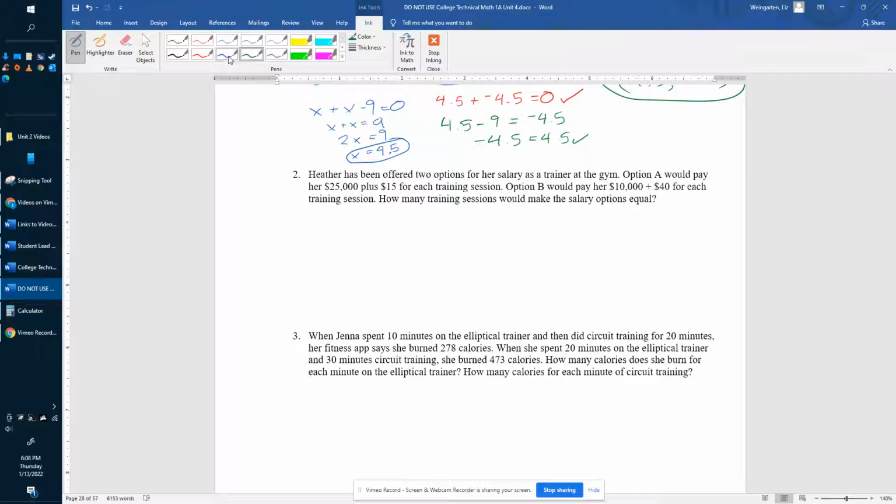So we have option A and we have option B. So for option A, her full salary is going to be $25,000 plus $15 for each training session. So y is the salary, x is training sessions.